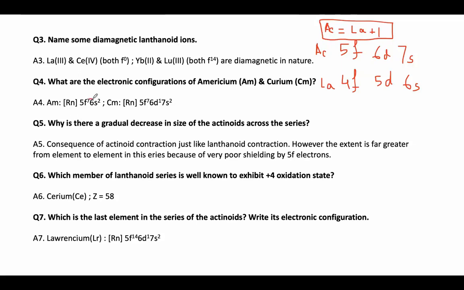Basically, this 6 is actually 7, mistakenly drawn. So this is americium, radon followed by 5f7 7s2, because the d electrons will not be filled in case of americium. In case of americium, the f7 configuration is very much stable. And in case of curium, the electronic configuration will be radon followed by 5f7 6d1 7s2. Americium has atomic number 95, and curium is just one above, with atomic number 96.